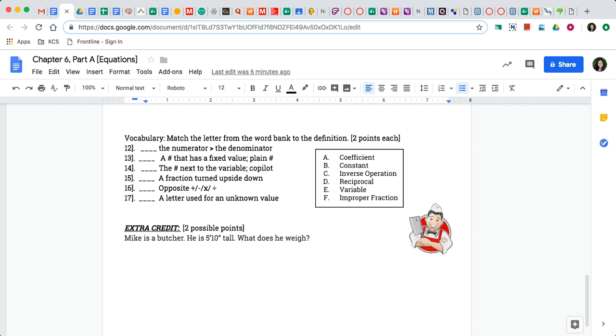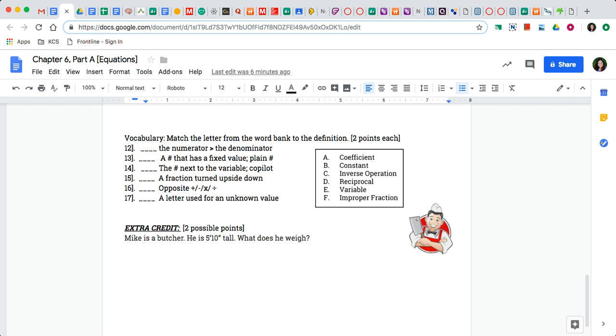Number 13, a number that has a fixed value. It's just a plain old number. Number 14, the number next to the variable, also known as the copilot. Number 15, a fraction turned upside down. What is a fraction turned upside down?